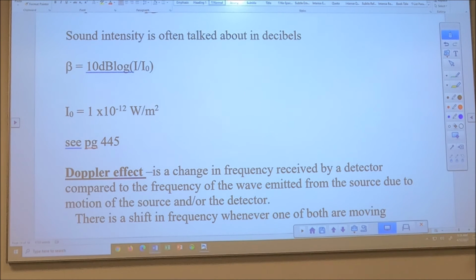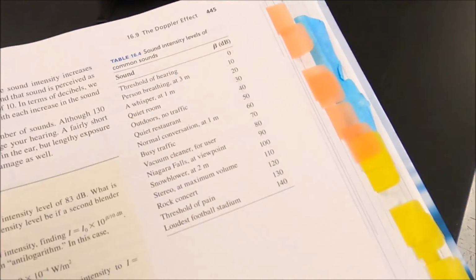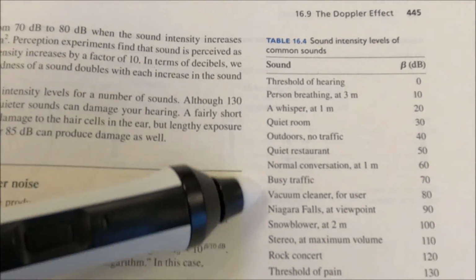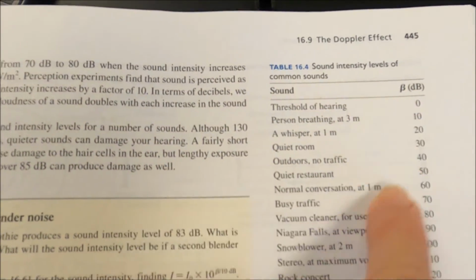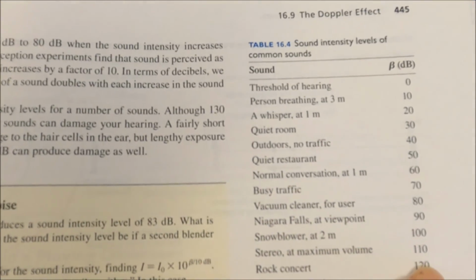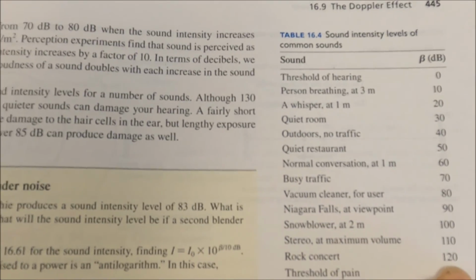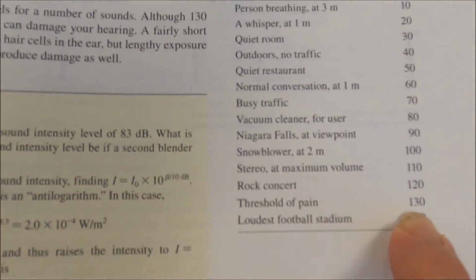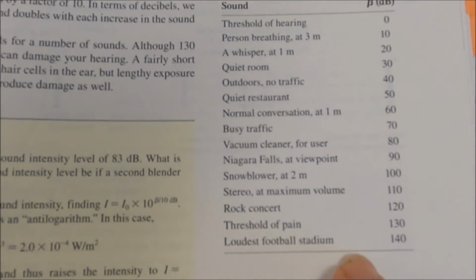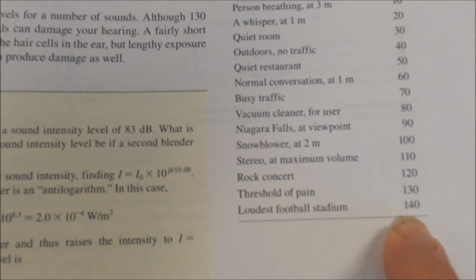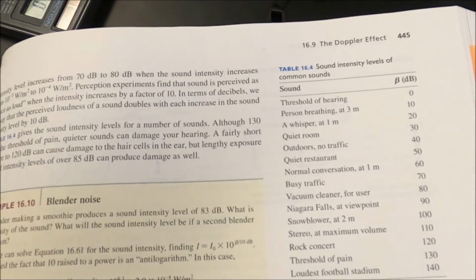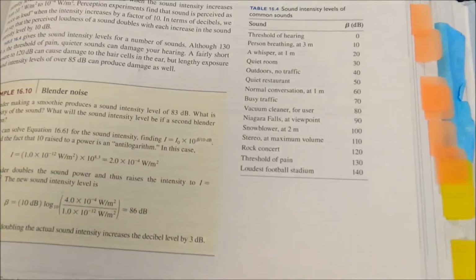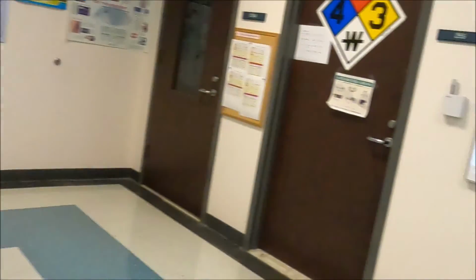Now guys, if you look at page 445 in your textbook, it gives you a really nice table of intensities for different things. The threshold of hearing has a decibel reading of 0. But let's say a rock concert is 120 decibels. The threshold of pain is 130. So at a rock concert, you're pretty close to the threshold of pain. The loudest football stadium comes in at 140, so you're over the threshold of pain. Lots of intensity on your eardrums for long periods of time actually mess with your hearing, and you lose hearing with time because of incredibly loud sounds.